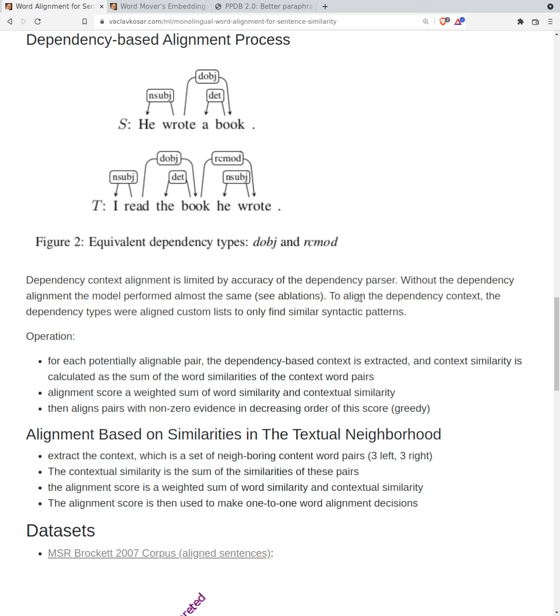So to align dependency context, they had a list of which dependency connections are equivalent, which they just created manually, equivalent for their own purpose of alignment. And so they were able to find some syntactic patterns in the dependencies and use that for mapping.